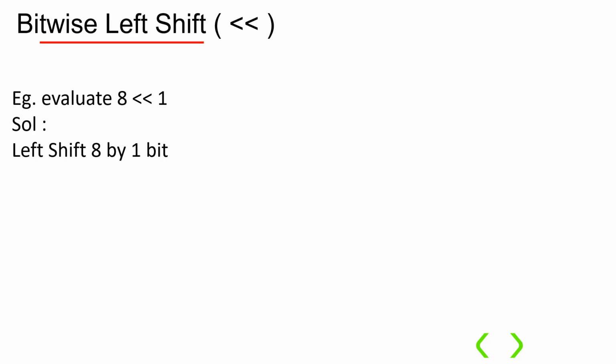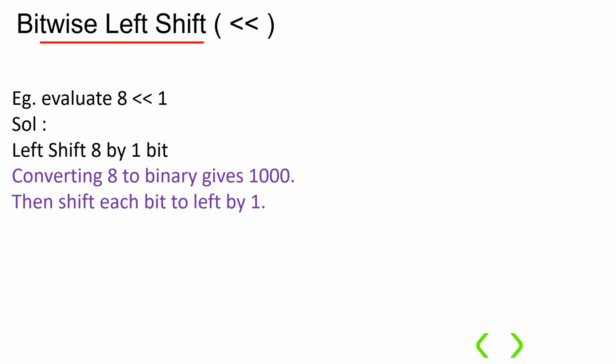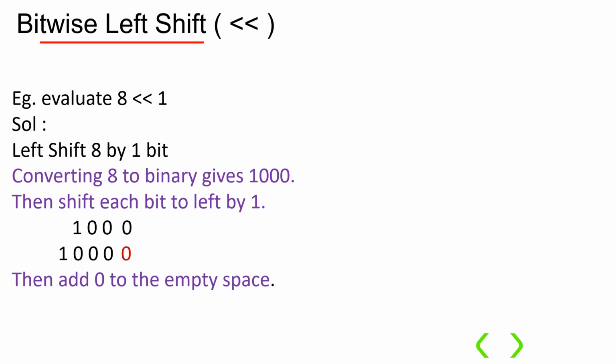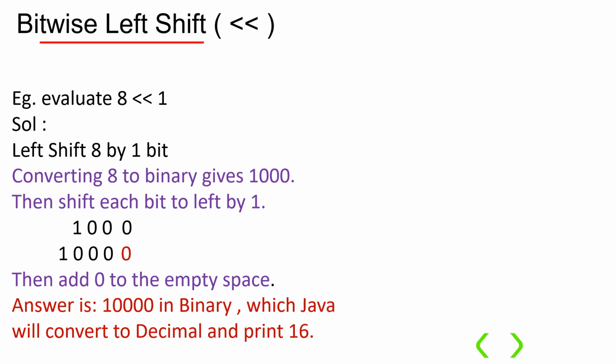So, first we'll have to convert 8 into the binary number system. 8 in binary is 1, 0, 0, 0. Then, shift each bit to the left by 1. So, 1, 0, 0, 0 shifted to the left by 1 place will look like this, right? Notice there is an empty space created because of this shift. So, internally, a 0 will be added in this empty place, as you can see on the screen. Thus, we get 1, 0, 0, 0, 0 in binary, which will be converted to decimal system, and the output is 16.